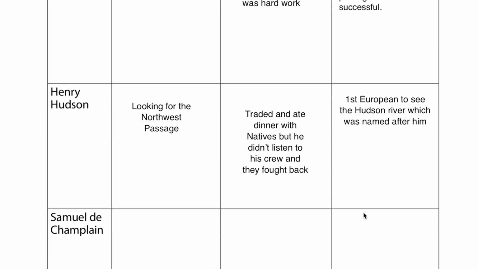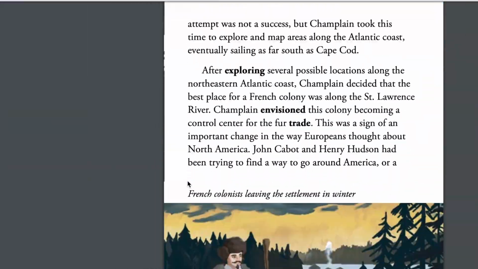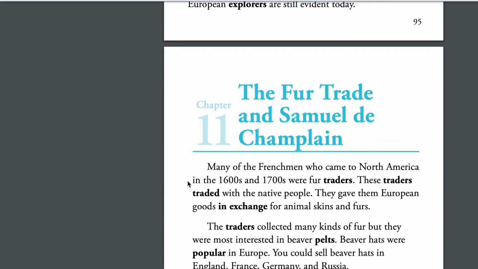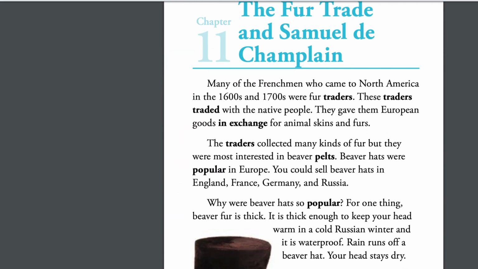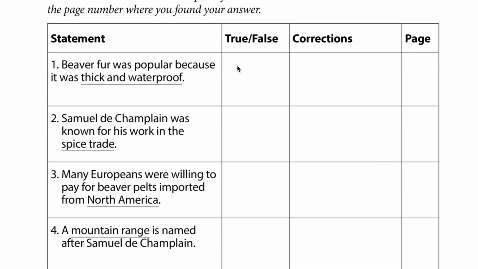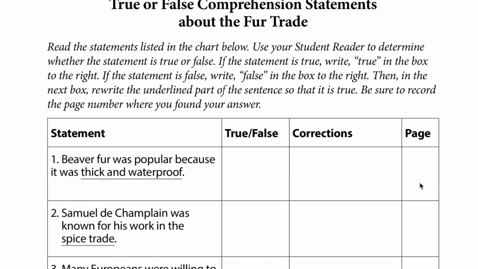And when you're done, you're going to be reading this chapter that comes after. This is chapter 11, I believe. Yep, the fur trade and Samuel de Champlain. Okay, so you're going to read more about the fur trade and answer these true or false questions in your book on activity page 12.2. Make sure that if it's wrong, corrections means that you have to tell me what's actually the truth. So if beaver fur was not popular because it was thick and waterproof, you have to tell me why it was popular. And then tell me the page number, okay?